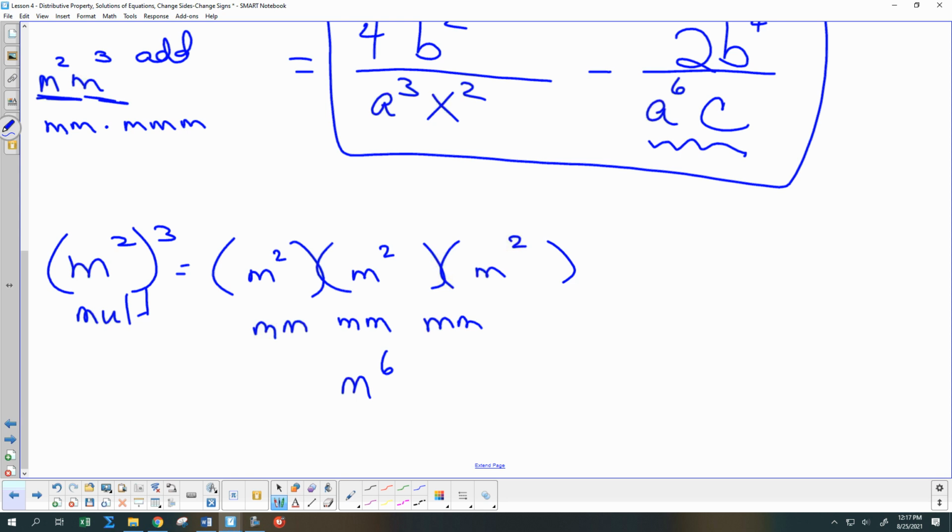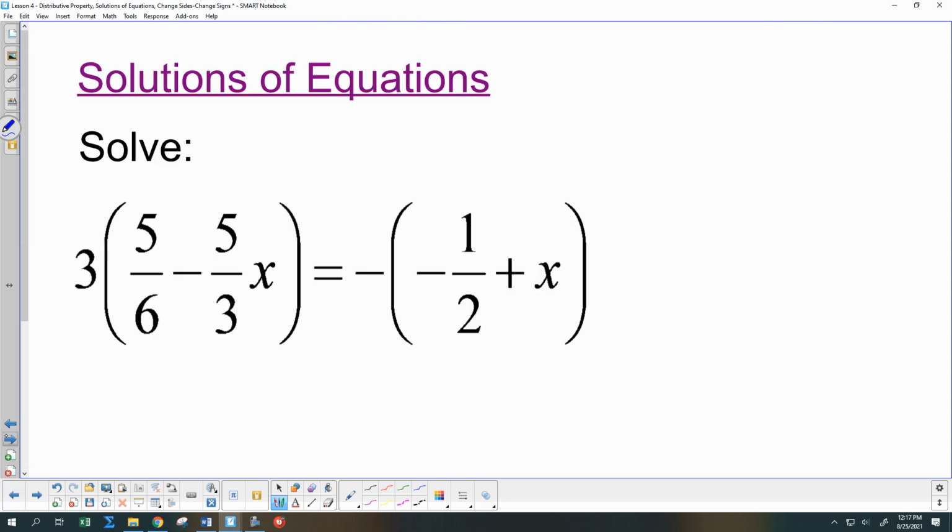Anybody else? Okay, next thing then, solutions for equations. If it says solve, that means you're getting x equals something for your answer. So we need to get all of our x's on one side by themselves and everything else on the other. But we have something outside of parentheses. So when you're doing one like this, if there is distributing, I want you to distribute first. Don't try to clear fractions, don't try to combine terms. Distribute first.